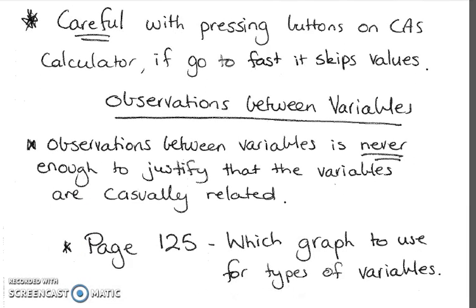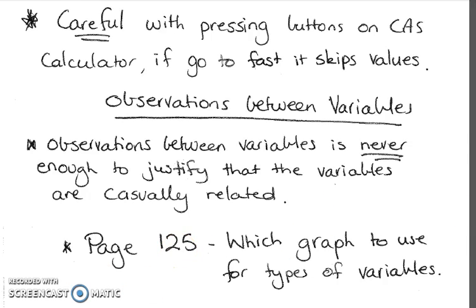Observations between variables are never enough just to justify that the variables are causally related. You need to specify a little bit more of how these variables are related, whether you're using your R or your R squared value. So just an observation, just looking and going, yes, these are related, isn't enough to justify it. So make sure you've got more information than just an observation.